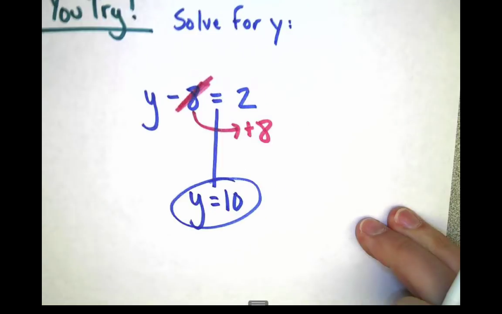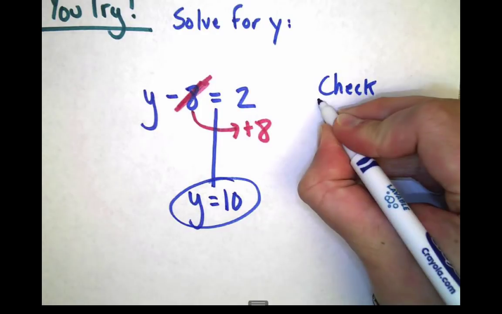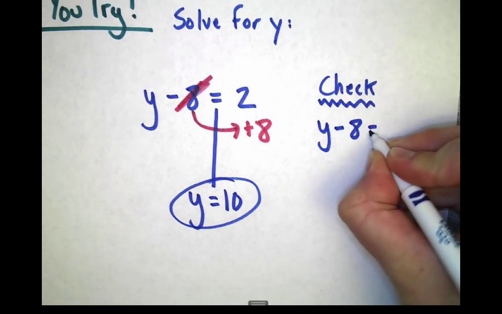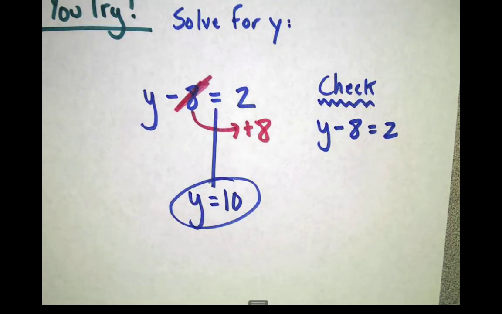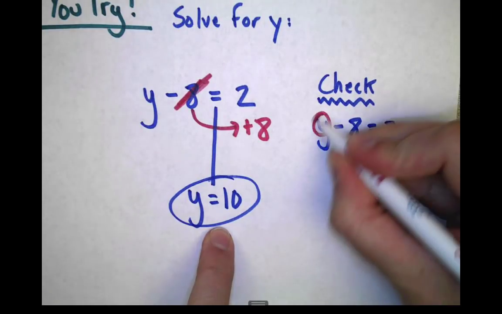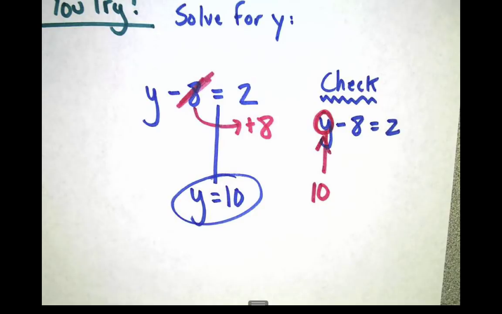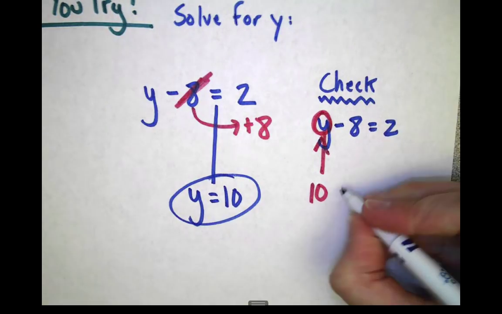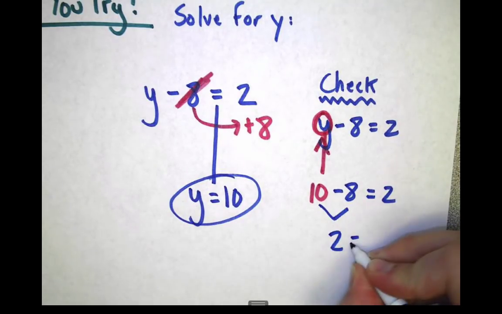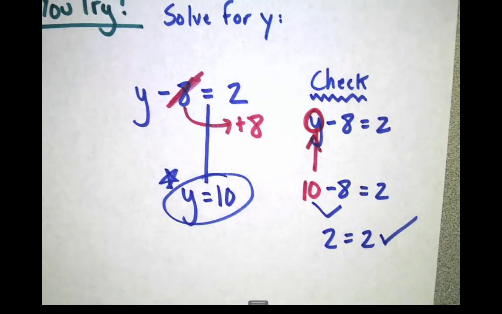Let's check it. Let's see if that's actually correct. So here is my check. My problem was y minus 8 equals 2. And we think we have an answer. We think the answer is y equals 10. So right here where the y is, I'm going to replace it with 10. So instead of y minus 8, I'm going to have 10 minus 8 equals 2. And 10 minus 8 is for sure 2. So 2 equals 2. Check. I feel really good about my solution.